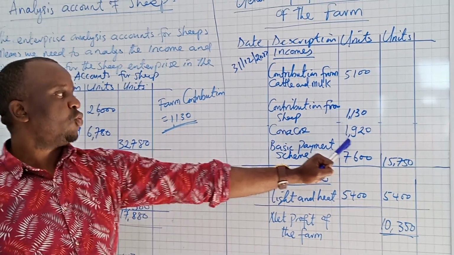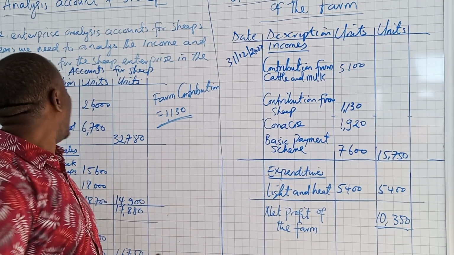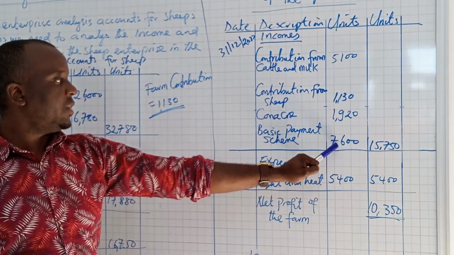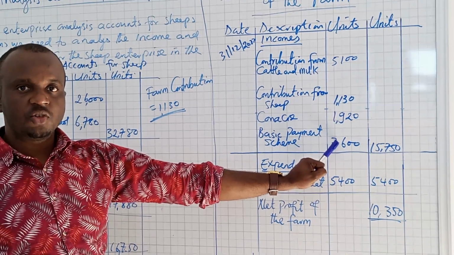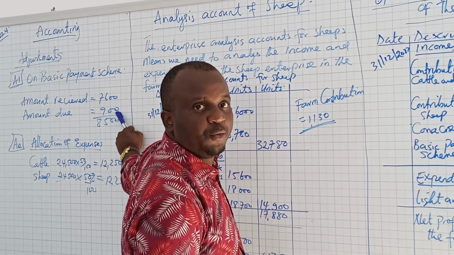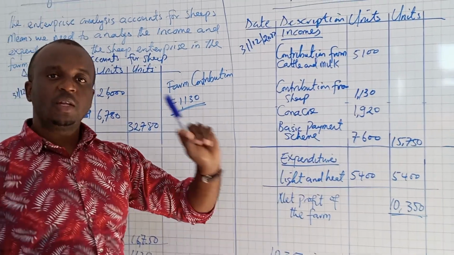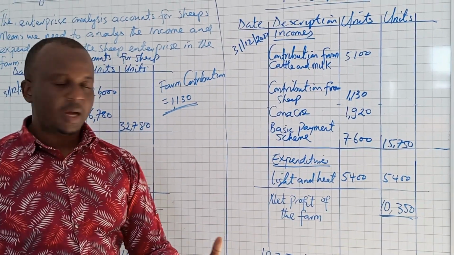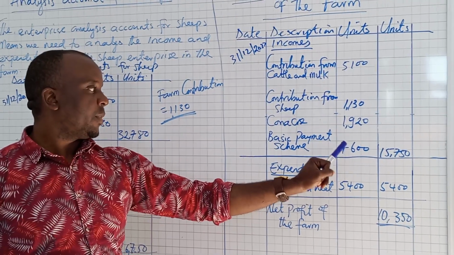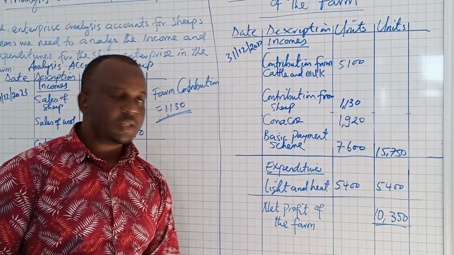It gives us 1,920. Then the basic payment scheme, which is the government support that we saw here, we have to put 7,600. We don't have to put the due. This due is only calculated as something that will come in the future within the same year. But when we are making the general profit and loss, we are dealing with exactly what we got at hand. So we are only going to take the basic payment scheme, which is 7,600. When we put it together, it will give us 15,750.